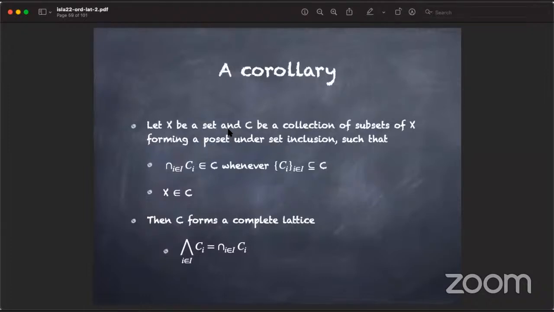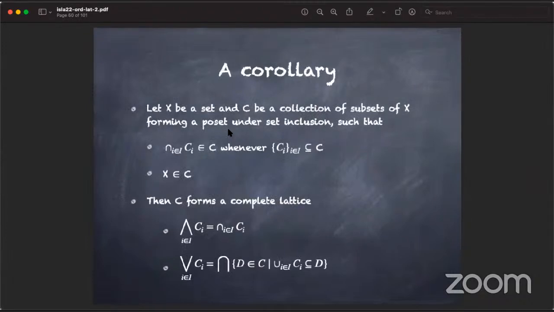It's the same idea as I just said. Consider the upper bound and consider the least upper bound. The join will be nothing but take the intersection of all the members of C which contain the union. It should contain all those C_i. So you take the union of C_i, you consider all those subsets D which contain this union of C_i, and take their intersection.